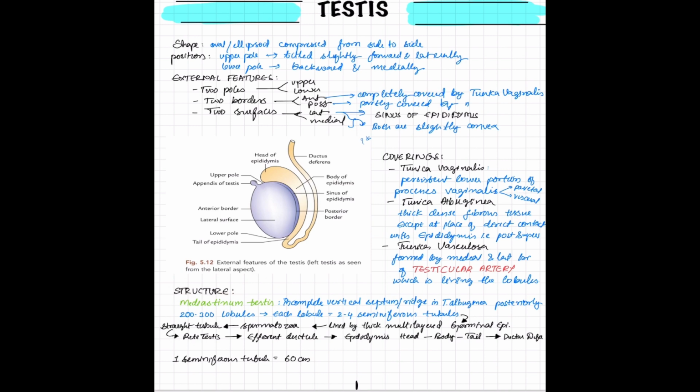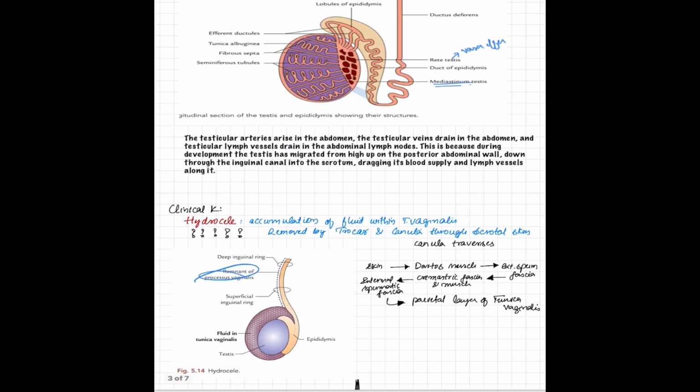Mediastinum testis. It is an incomplete vertical septum or ridge in the tunica albuginea, present posteriorly. The incomplete vertical septum posteriorly is known as the mediastinum testis. That we'll see here. The mediastinum is an incomplete vertical ridge on the posterior surface.